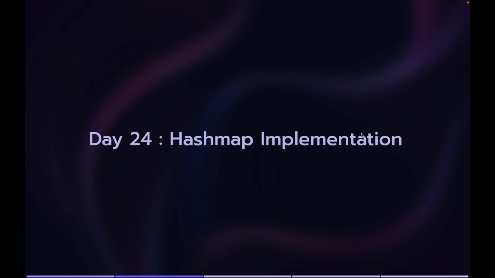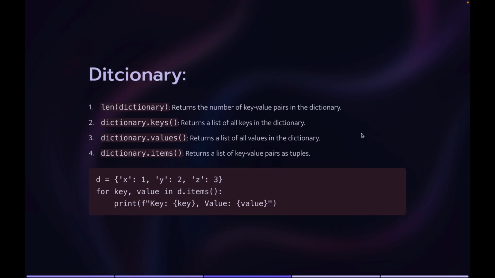The magic happens behind the scenes with a hash function, which converts the key into an index in an underlying array, allowing for rapid access to the associated value. This means that hashmap operations such as insertion, deletion, and retrieval can be done in near constant time. Let's dive into the basics.